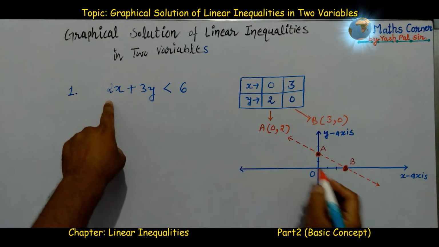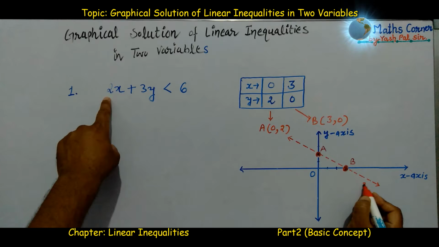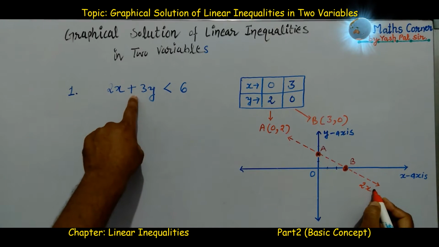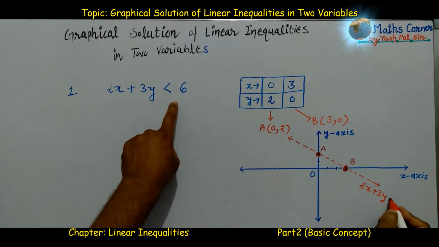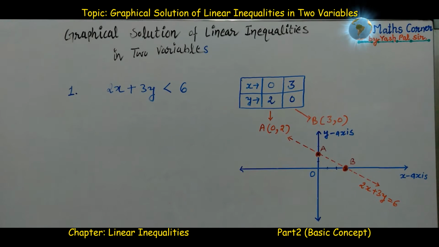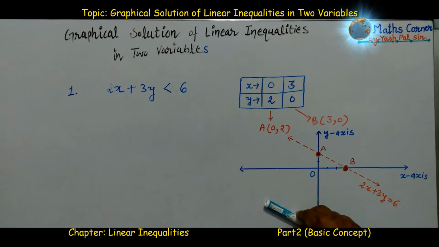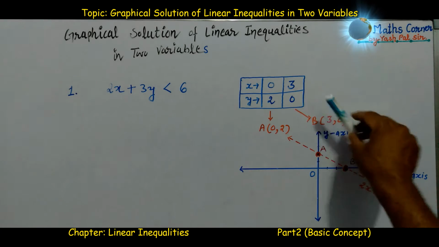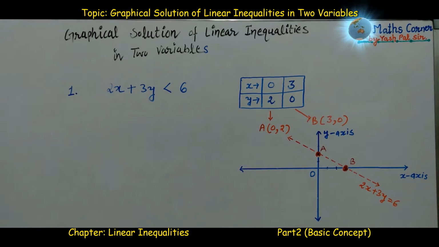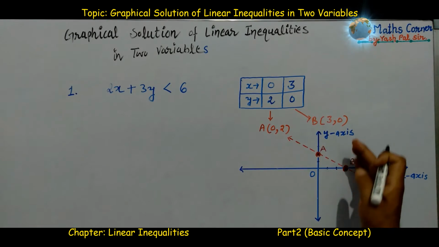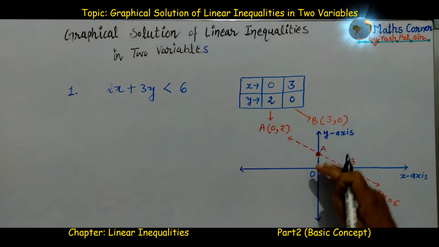Now what is the name of this line? The name of this line is 2x plus 3y equal to 6. Now the thing is, which part? One is the lower side, the second is the upper half. Which side is the solution of this linear inequality? Let us see. For this purpose, we just consider one point on either side of this line, the lower half side or the upper half side.